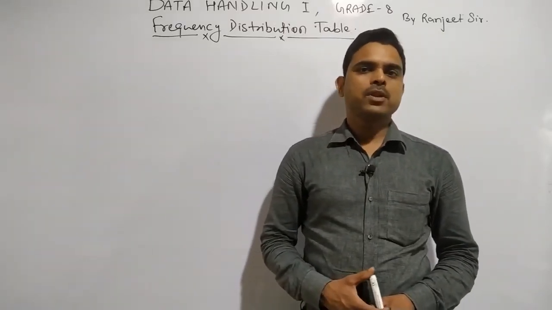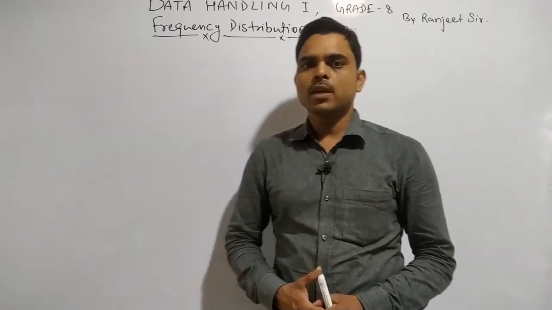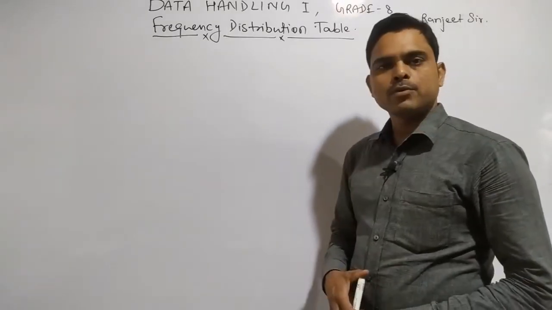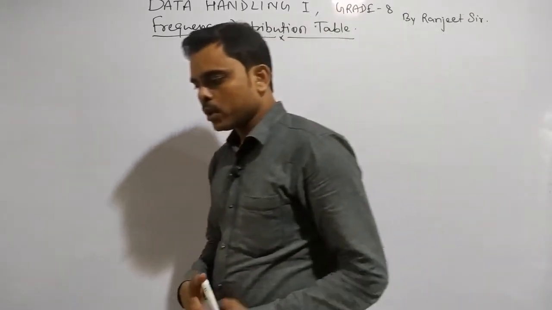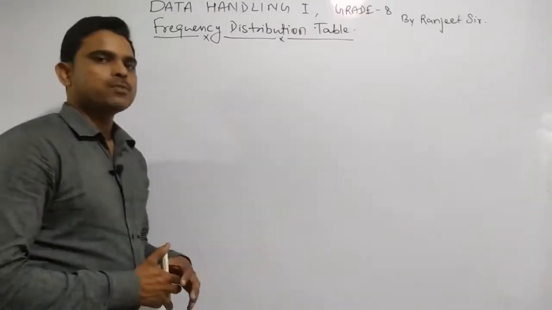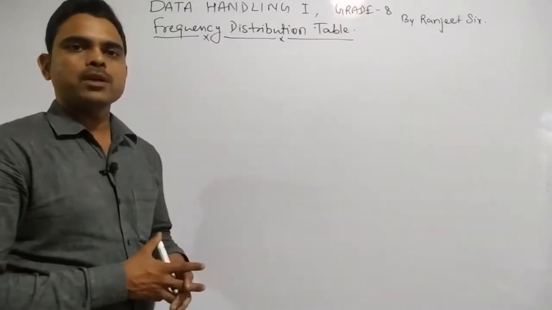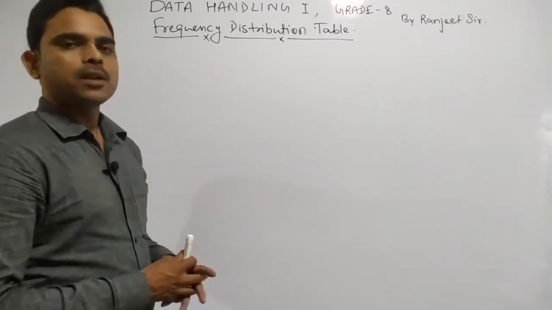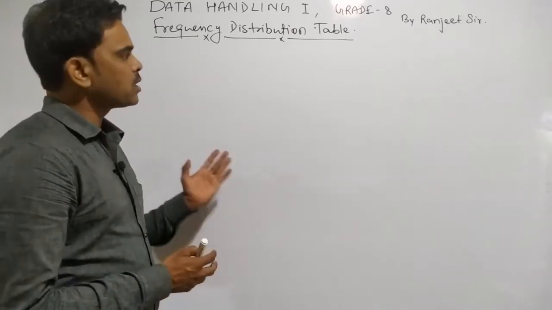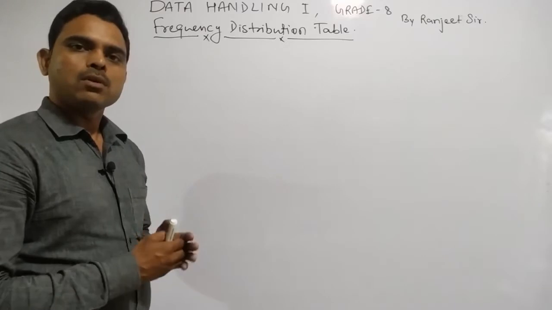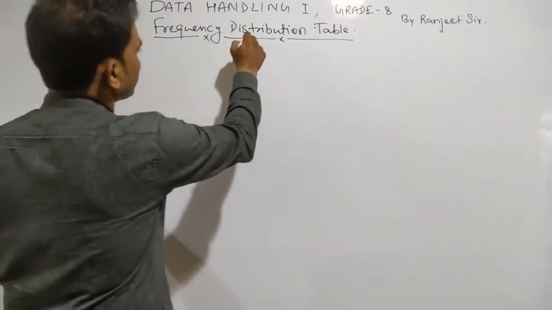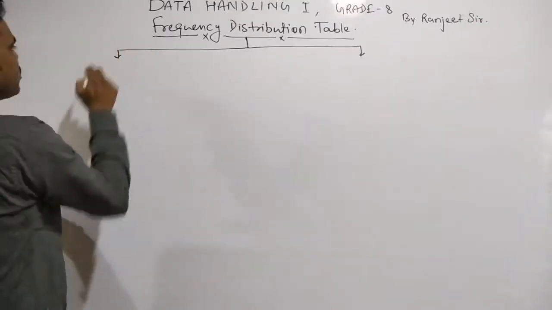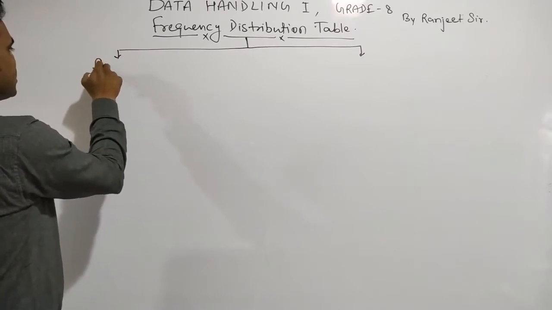Once again, I'm here with a new topic which is there in data handling, and today I'm going to explain about frequency distribution table. First of all, I would like to explain that we have two different types of frequency distribution table. First, we create a table of ungrouped data, and another we create the table of grouped data. So we can divide it in two different forms.